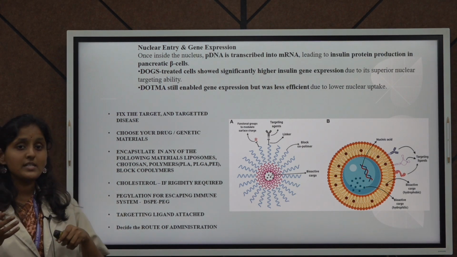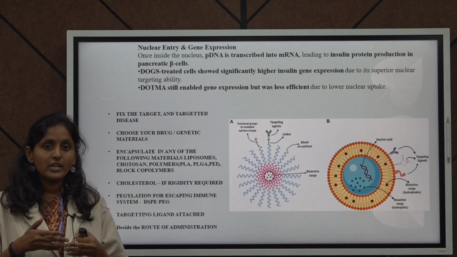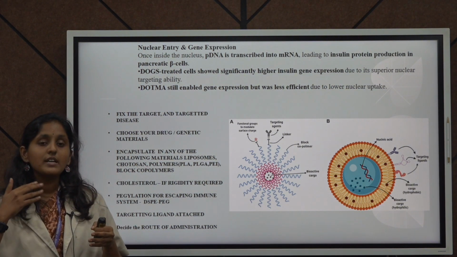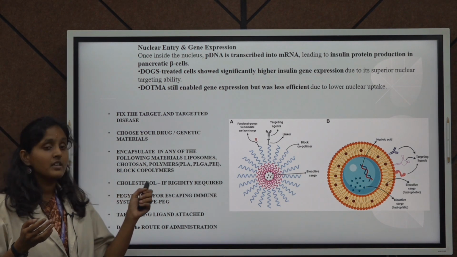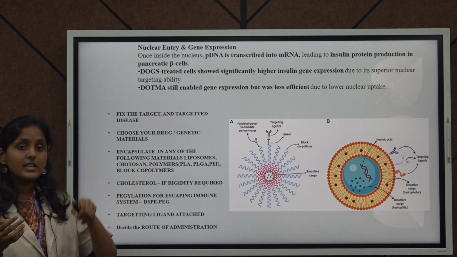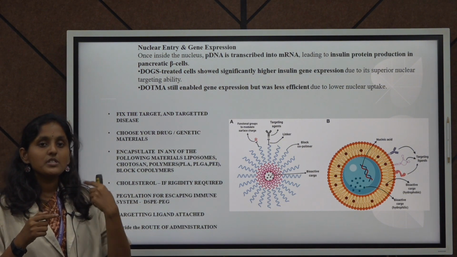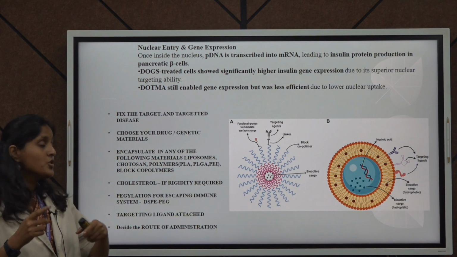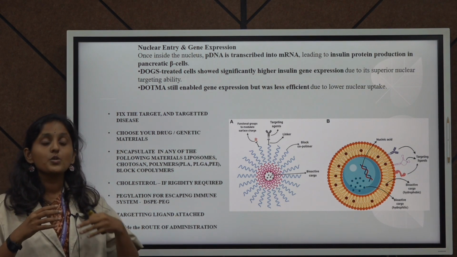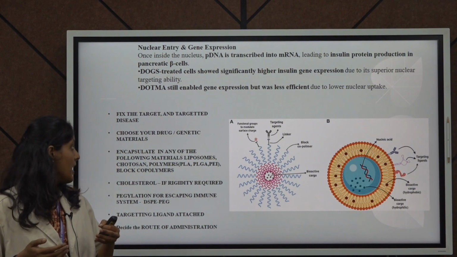To summarize the process that we have seen, to use a non-viral transfection agent for delivering genetic material, first we have to fix the target. That is, we have to fix the target disease that we are going to treat, and the target body part in which the genetic material has to be delivered. The next step is to choose your genetic material. So we have to decide on what genetic material we are going to deliver.